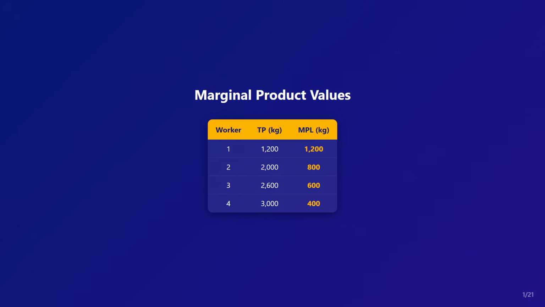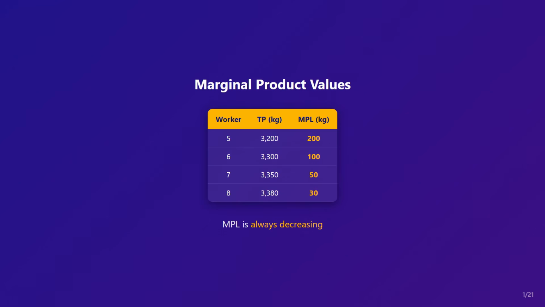The more workers you add, the more is produced. But look closely, the increments get smaller. From worker 1 to 2, output jumped by 800, but from worker 7 to 8, output increased by only 30. This brings us to the next column.